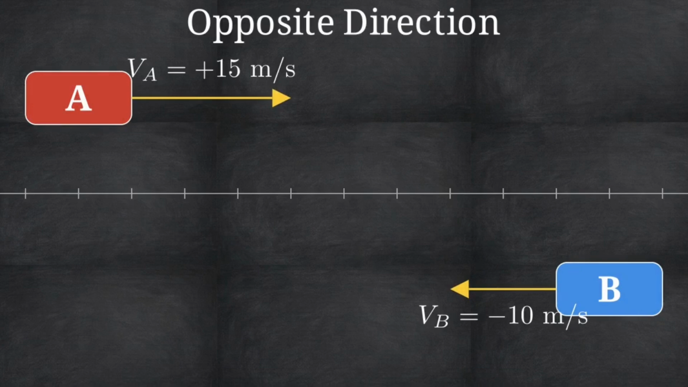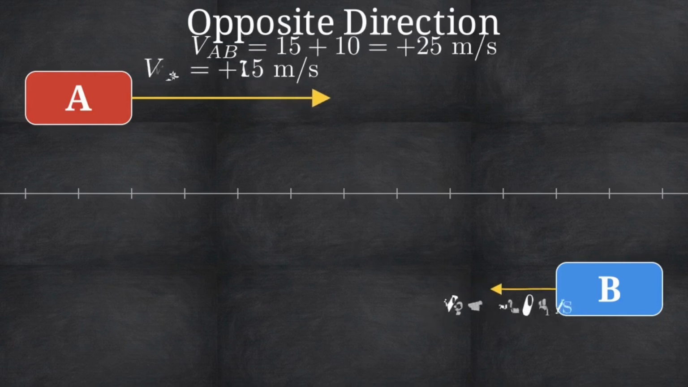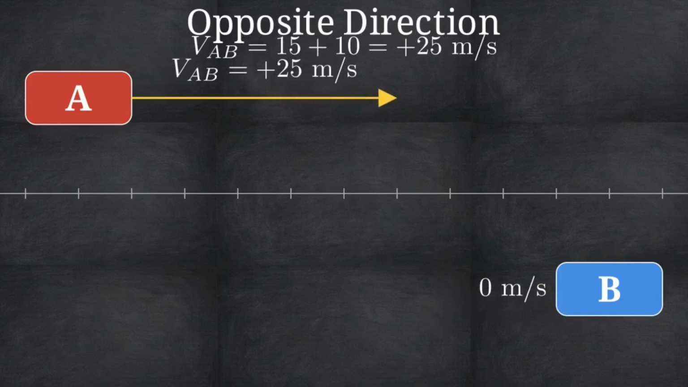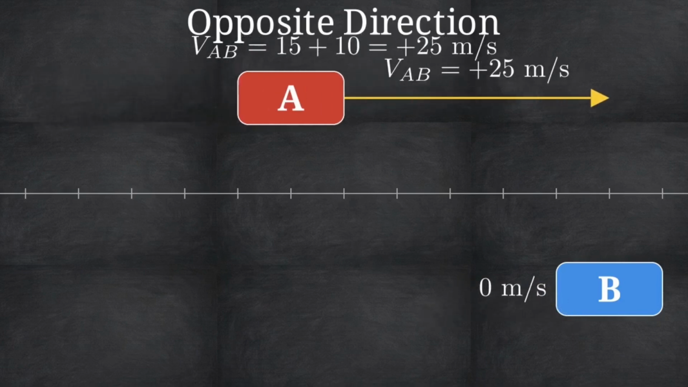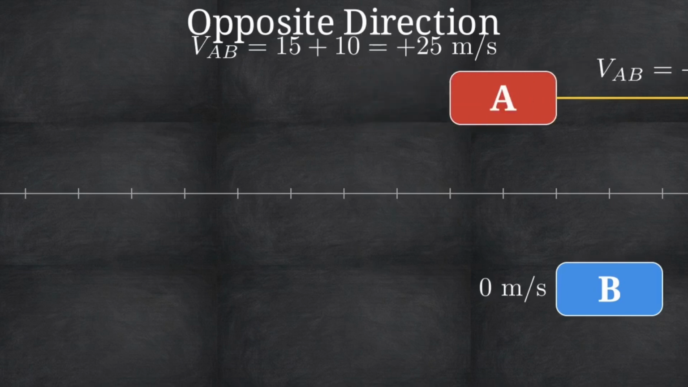Now consider the opposite direction scenario. Car B reverses course, traveling to the left at 10 meters per second, creating a negative velocity on our x-axis. By applying our formula, VA minus VB, we subtract a negative 10 from 15. The mathematical expansion results in adding the magnitudes together. From car B's perspective, car A is now approaching at 25 meters per second.